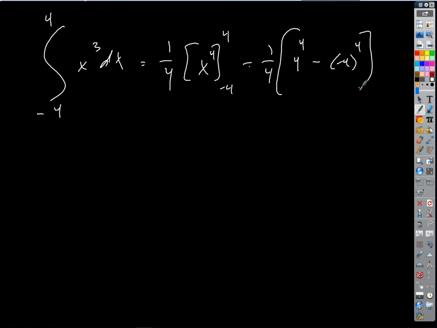Yeah, because isn't negative 4 to the 4th the same thing as 4 to the 4th? Yeah. Okay, well, how in the world did we get 0 out of that? Now, let's look at this graph.